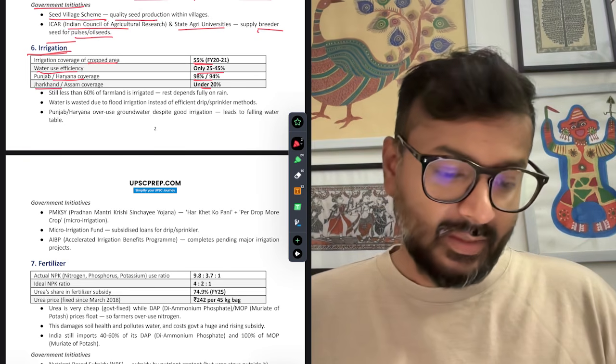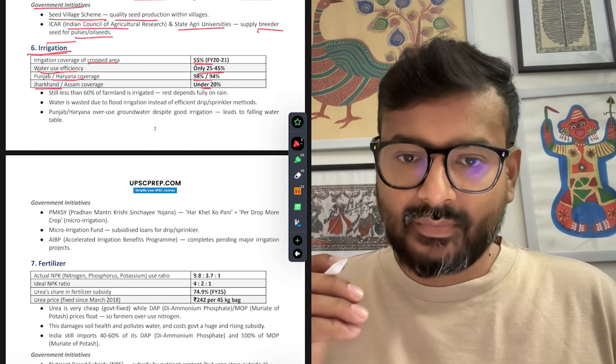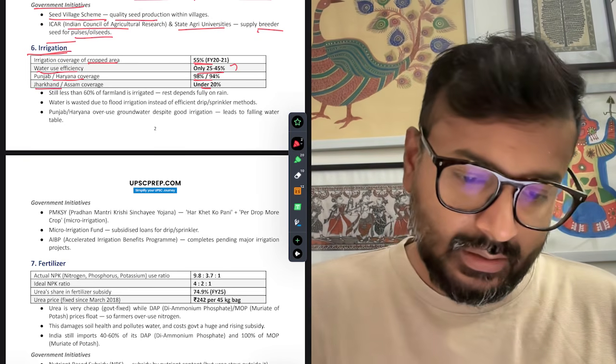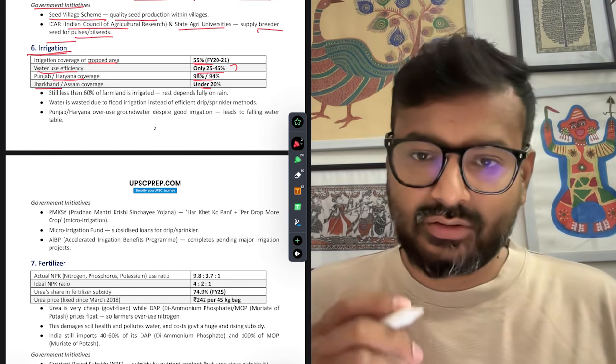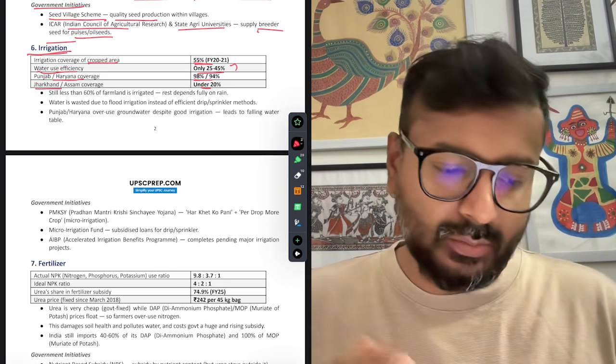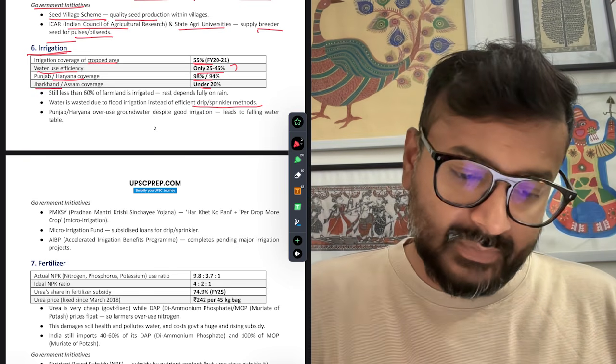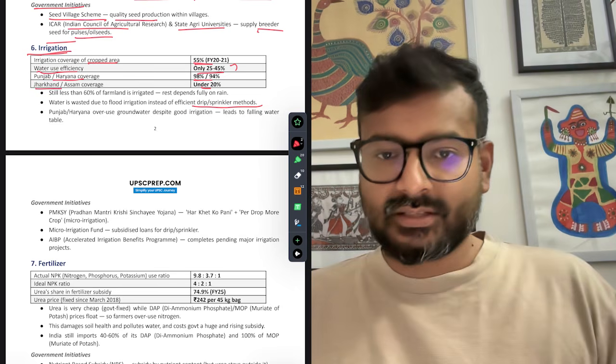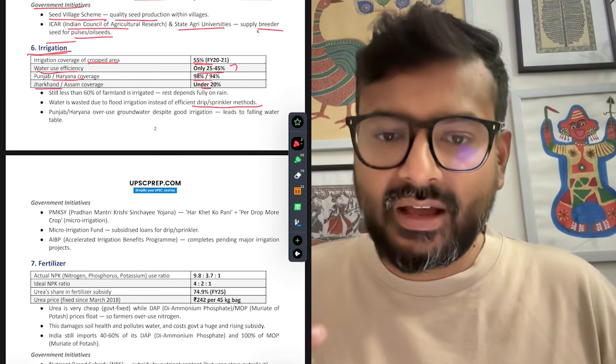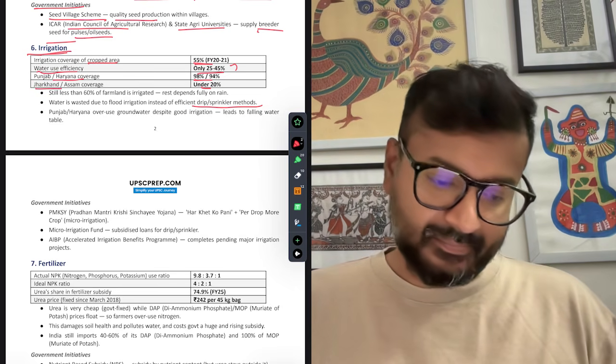Okay. Now, to tackle this water use efficiency, the government is trying to push drip and sprinkler methods. Drip and sprinkler methods are a more efficient way of irrigation.